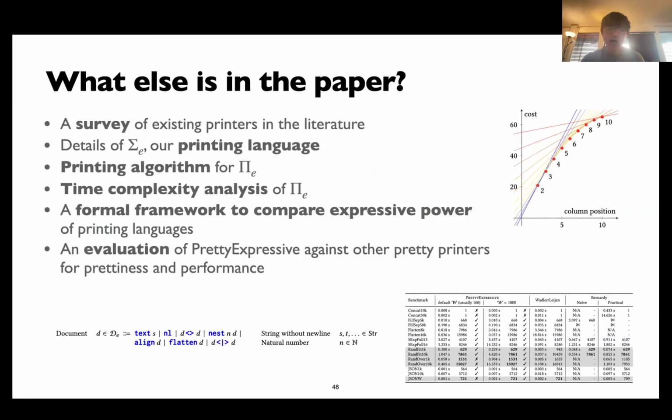So there are a couple of other things in the paper. There's a survey of existing pretty printers in the literature. There's the details of our full pretty printing language. There's the details of our pretty printing algorithm, our time complexity analysis, and the formal framework to compare expressiveness. So stuff like functional completeness and definability. And then we also have the evaluation of pretty expressive against other pretty printers.